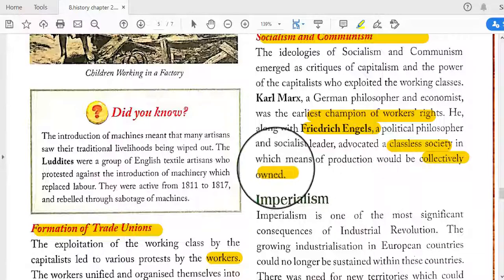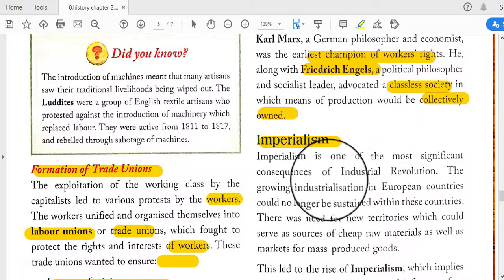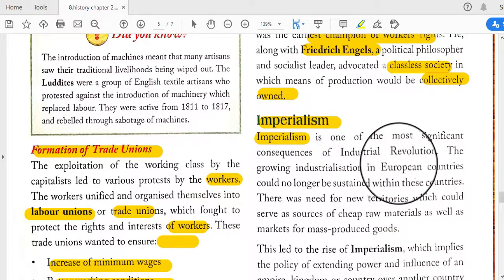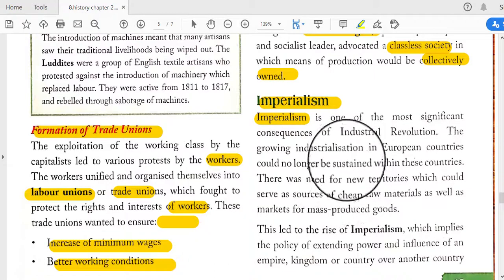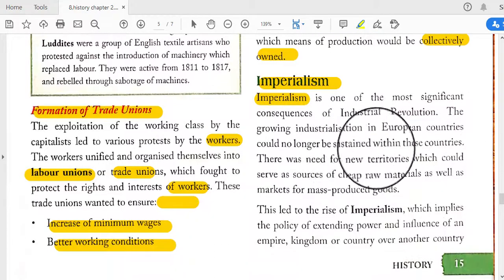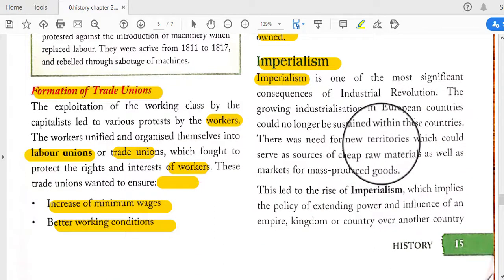So our next topic is imperialism. Imperialism is one of the most significant consequences of the Industrial Revolution. It is one most important consequence. The growing industrialization in European countries could no longer be sustained within these countries, and there was a need for new territories.